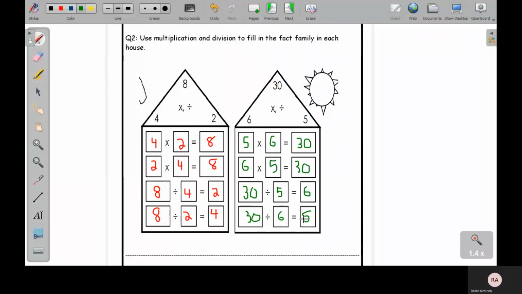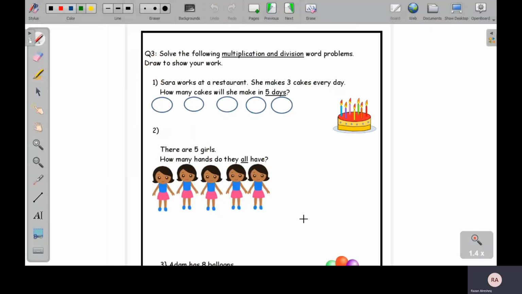All right, now here it says, solve the following multiplication and division word problems. Draw to show your work. So here we have both multiplication and division. See why it's always important to read the instructions or the questions, guys, because maybe you would have thought that all of them were division or they were all multiplication. So it's super important to read whatever questions you have so you know what to do.